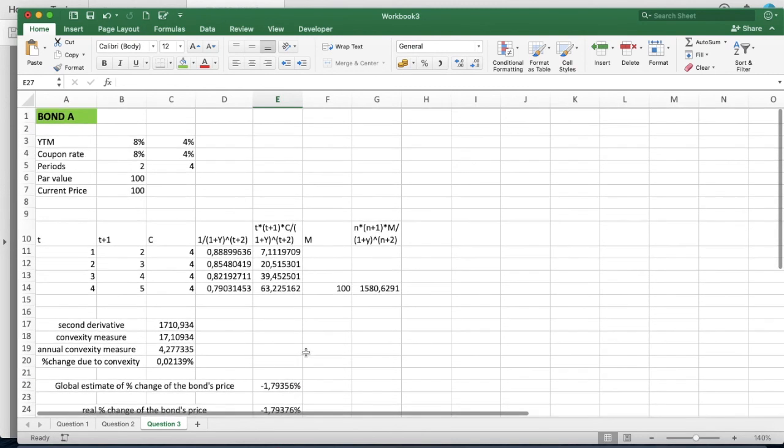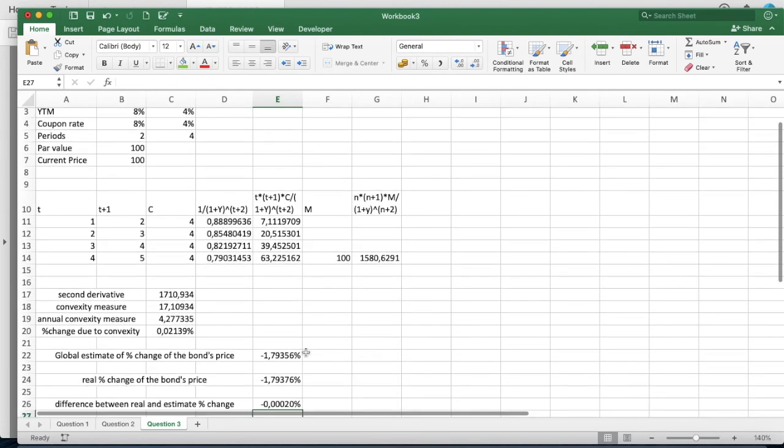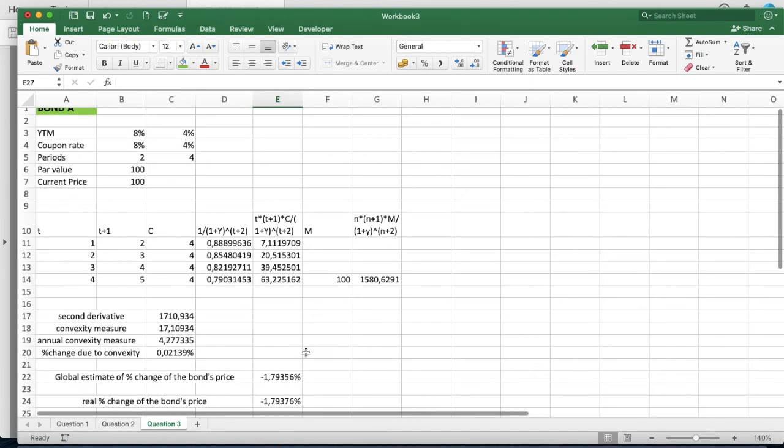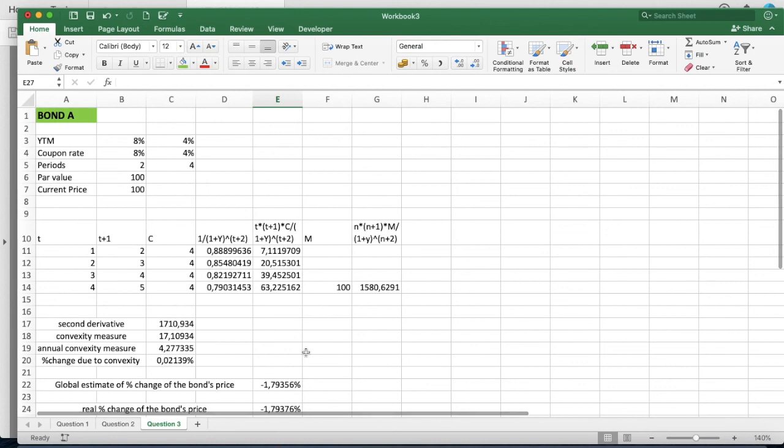So we do the same thing for the bond A, right? And we should have the same result or same interpretation, that by adding convexity to duration we will be able to improve in a substantial manner the accuracy of our estimates.